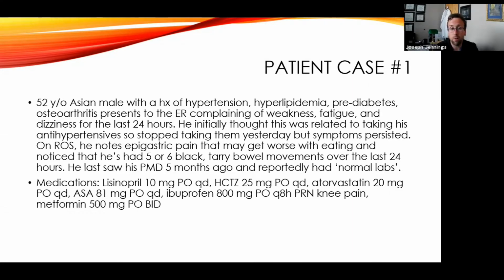History-wise, what jumps out at you as possible risk factors for bleeding? Well, he's on an aspirin for heart health because he's a male with hypertension, hyperlipidemia. Maybe that's primary prophylaxis. He might be taking some amount of ibuprofen for this osteoarthritis. In the stem, we didn't get much of a history of how often he's taking it.